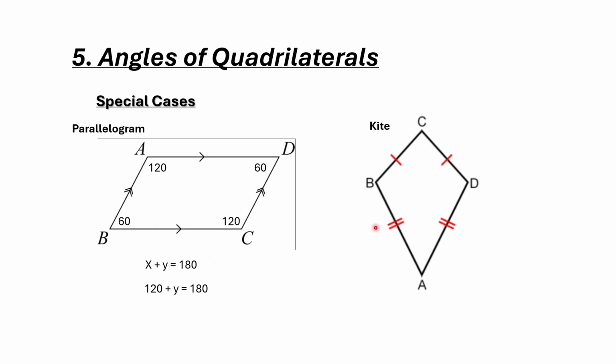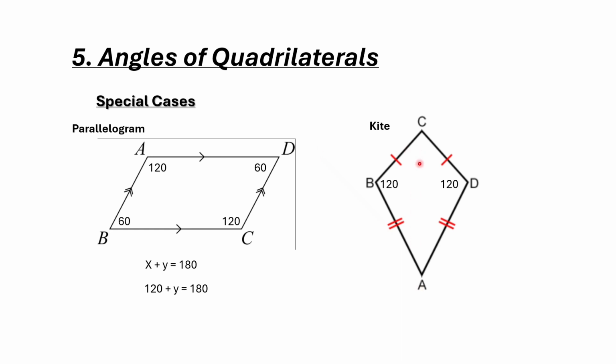Now, the kite is a nice one. I love it. Look, these two sides are equal. These two sides are equal. The angles between the unequal sides are equal. So this angle and this angle are equal. If this one, for example, is 120, this one is also 120.